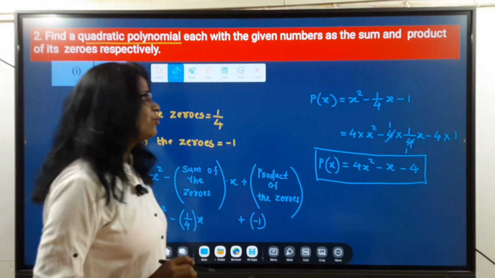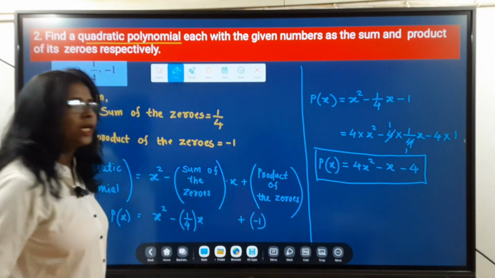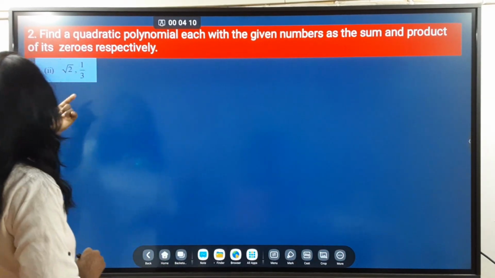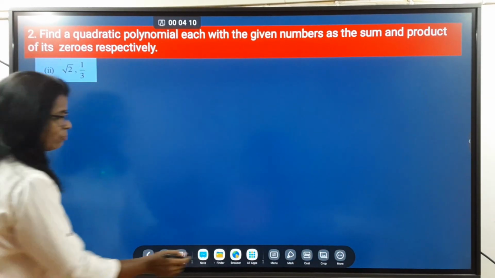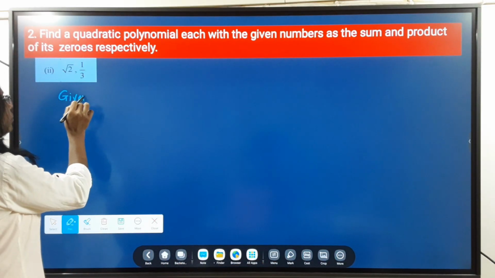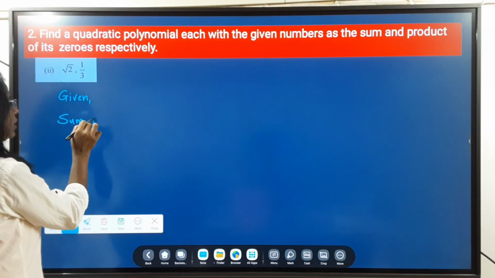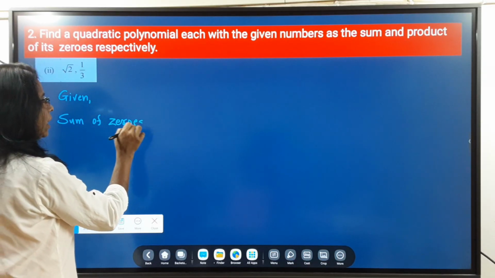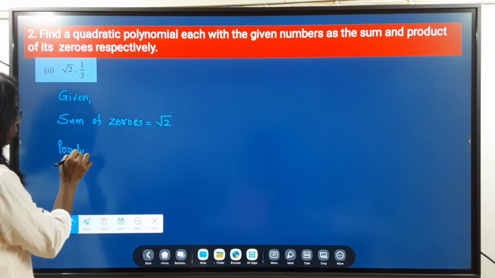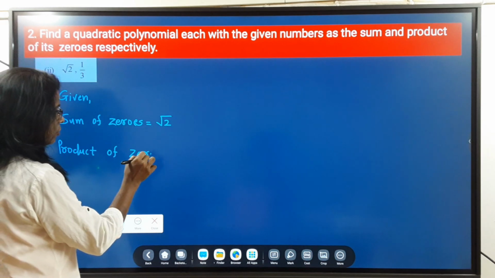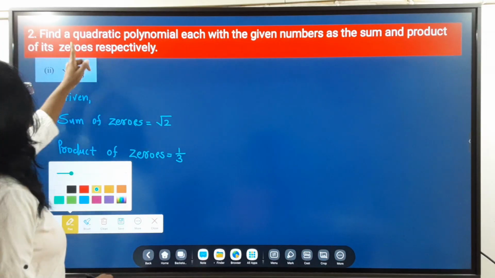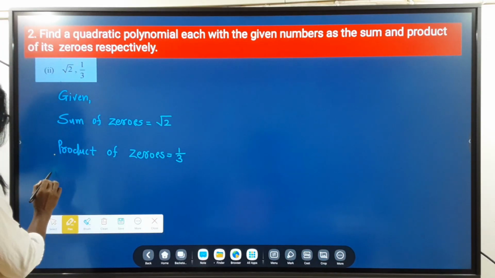So this is our final quadratic polynomial. Okay students, in such a way you can find out the quadratic polynomial. Then the next example students is for the numbers root 2 and 1 upon 3. So now here students, first I write down the given. Given is that sum of zeros is equal to root 2. Then product of zeros is equal to 1 upon 3. Now we have to find out the quadratic polynomial. So I write down the formula here.